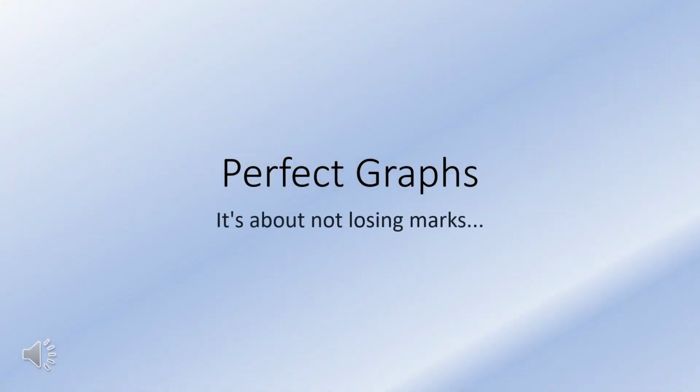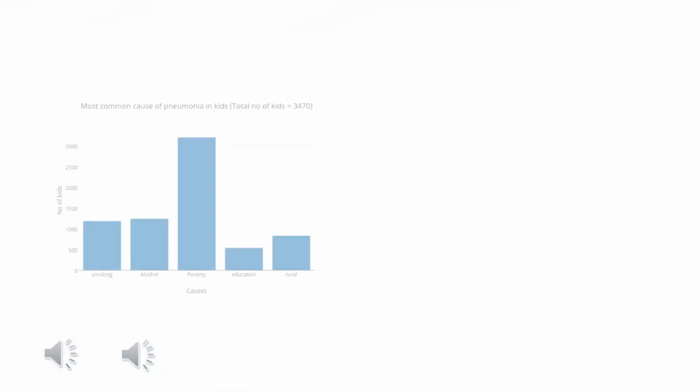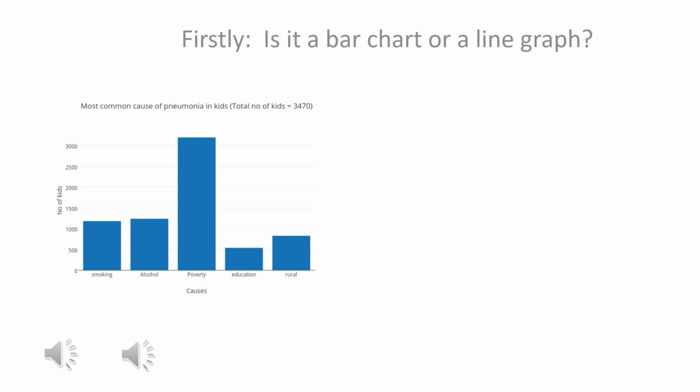This session is all about how to draw great graphs. As you'll see, it's also about not losing marks. The first thing to decide is what type of graph to plot. Is it a line graph or a bar chart? Well, this will depend on your data.